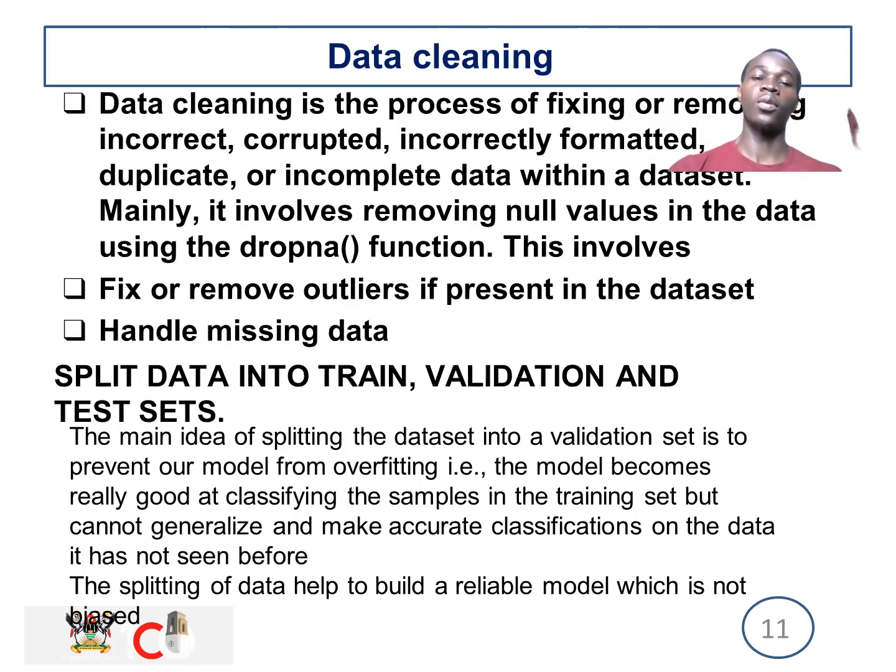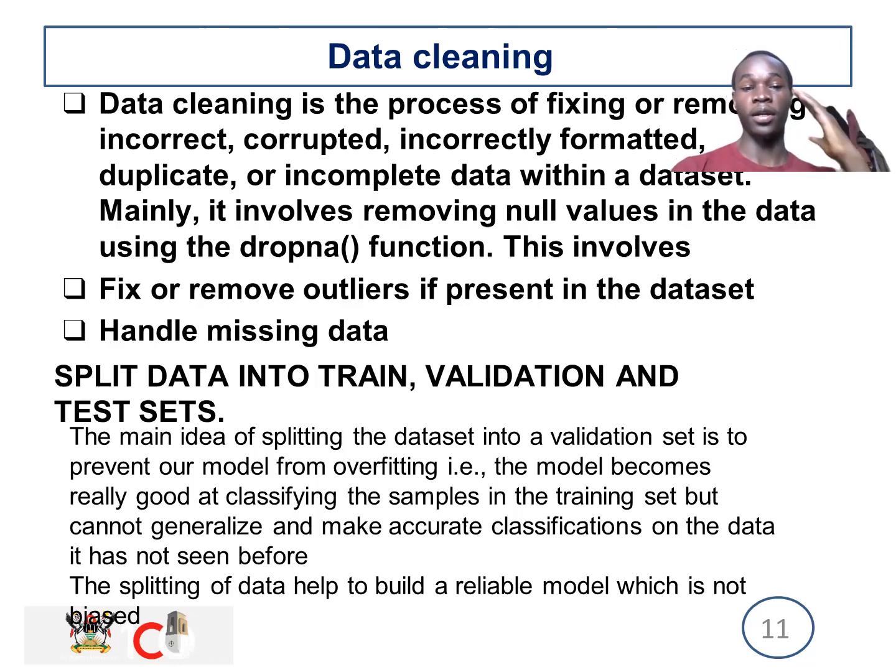Then we have what we call training, validation, and testing of a given model, so that our model is not overfitted. This is how we train: we split the data into train, validation, and test. The main idea of splitting data and using a validation set is to prevent our model from overfitting.